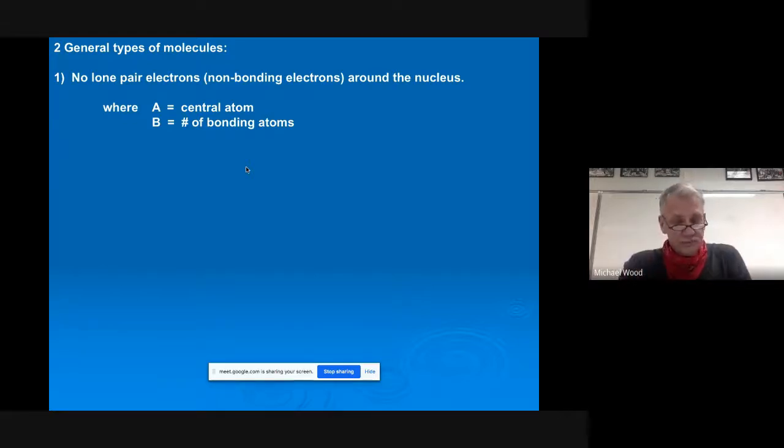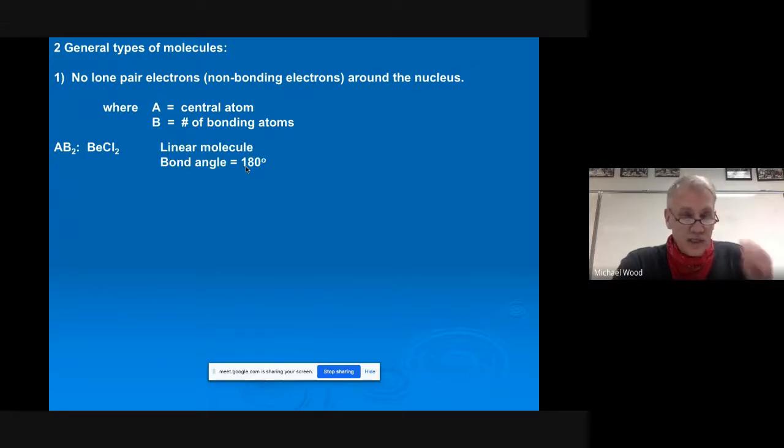But okay, the first one is when there's no lone pair. So when there's no lone pair is what we're going to look at as a whole group. This is where all of the central atom, all the electrons are bonded. There's no non-bonding electrons around the nucleus. So A is always the central atom, and B is the number of bonding atoms, or the atoms around that. So here's the first example, AB2. And again, I'm going to do this on the board, and I'm going to write a bunch of stuff on the board. But BeCl2, it's a linear molecule with a bond angle of 180 degrees.